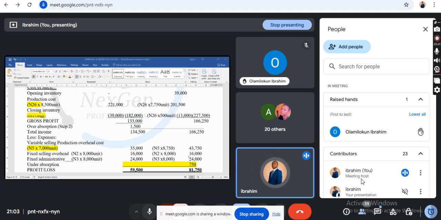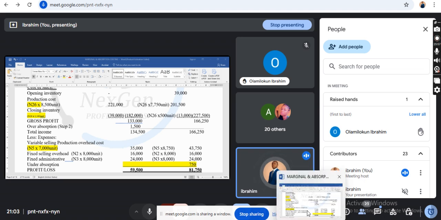So what we will use basically is the differences in the opening inventory as well as the closing inventory of both marginal costing as well as absorption costing. So Ibrahim, you can ask your question.